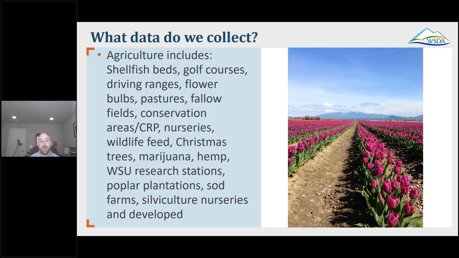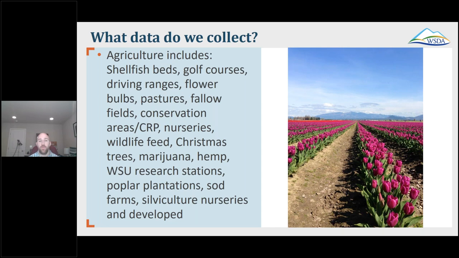We also map WSU research stations. WSU has a number of research stations all across the state in a lot of different counties where they conduct trials, and we map those areas as well. We map poplar plantations and also sod farms. And like I mentioned a little bit ago, silvicultural nurseries as well. So really a wide variety, including all of the normal agriculture that you would think of in Washington.